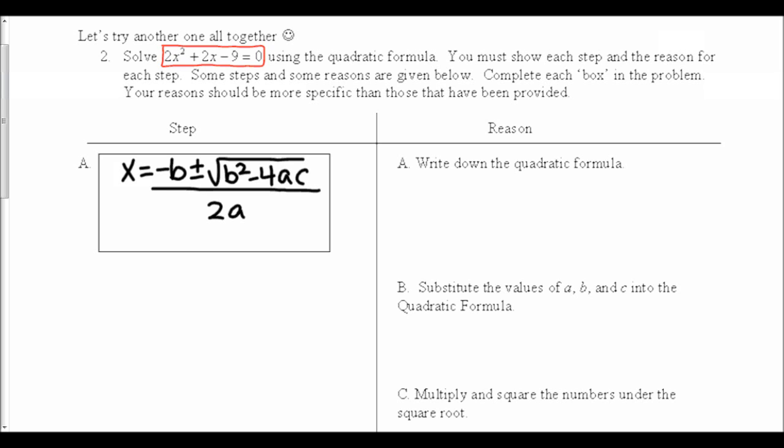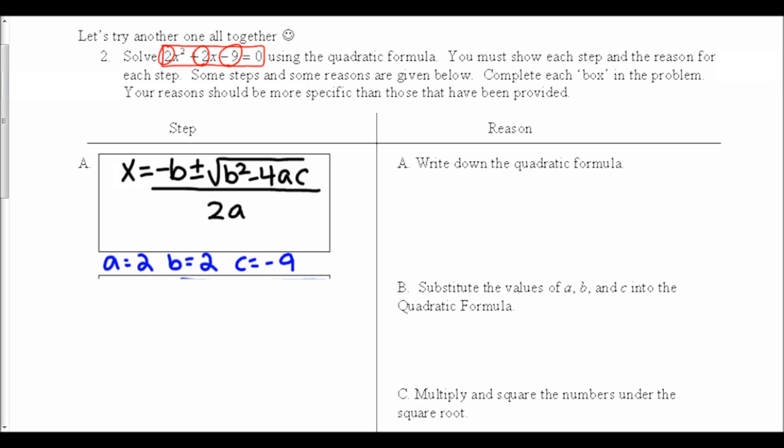My next step is to substitute the values of a, b, and c into the quadratic formula. Looking at my original equation, a was equal to 2, b was equal to 2, and c was equal to negative 9 because those were the coefficients of a, b, and c. Notice a, b, and c are numbers. They do not have any x's left in them. I just used the numbers.